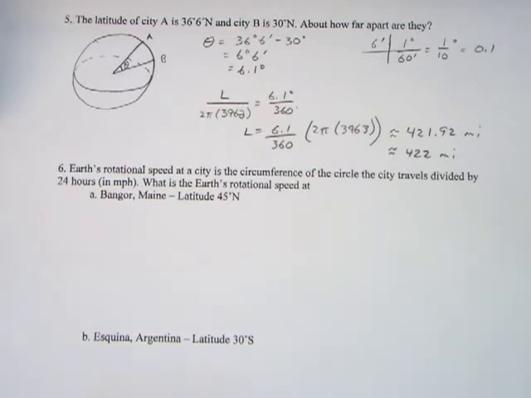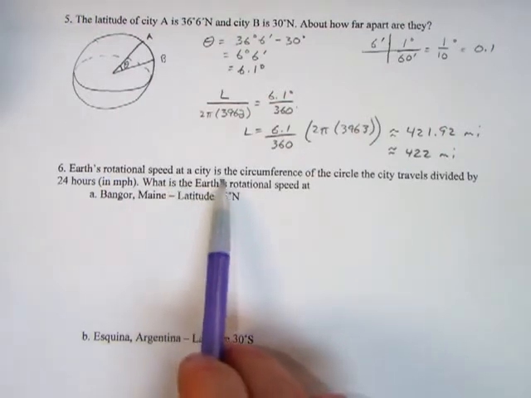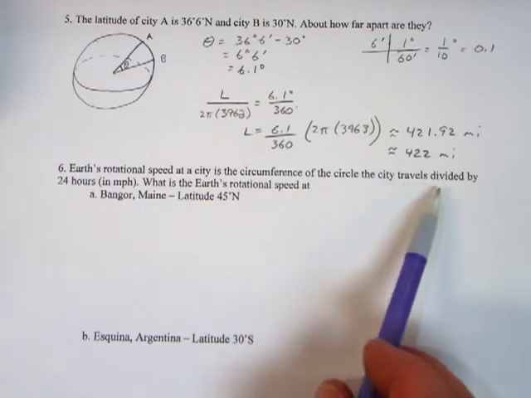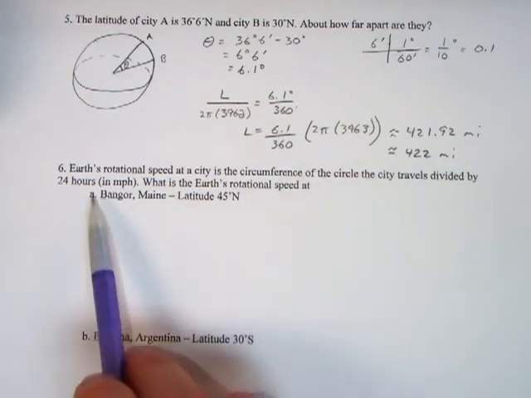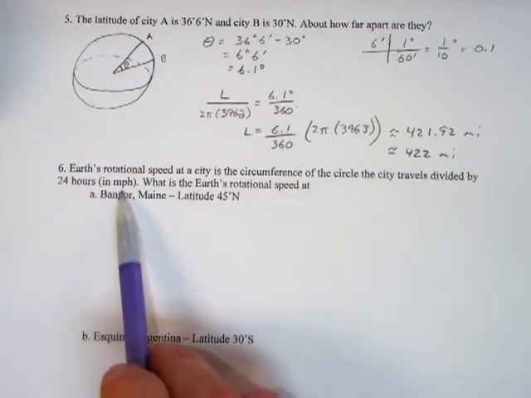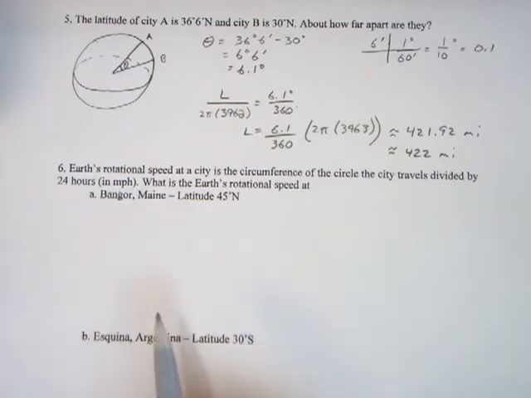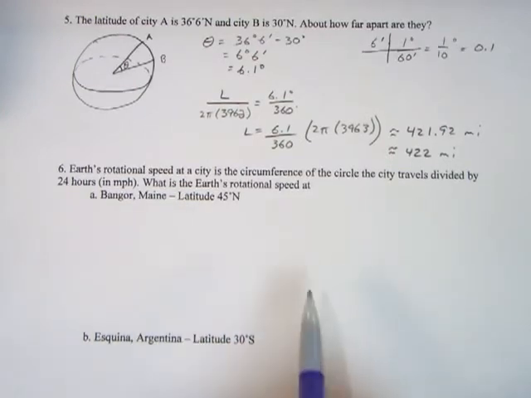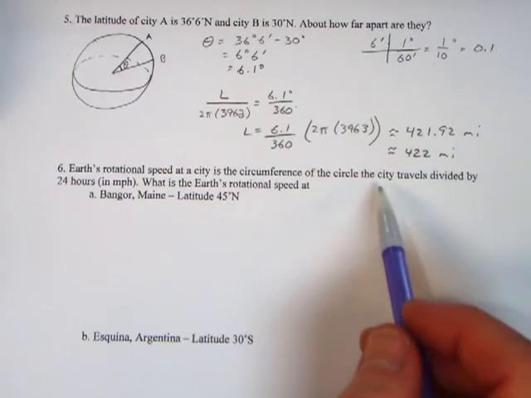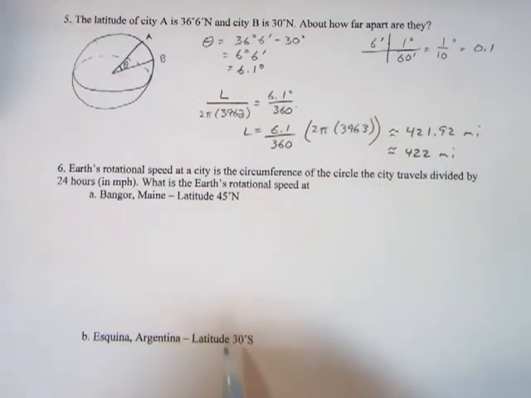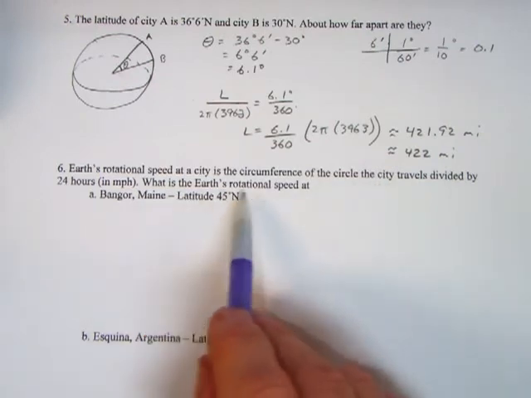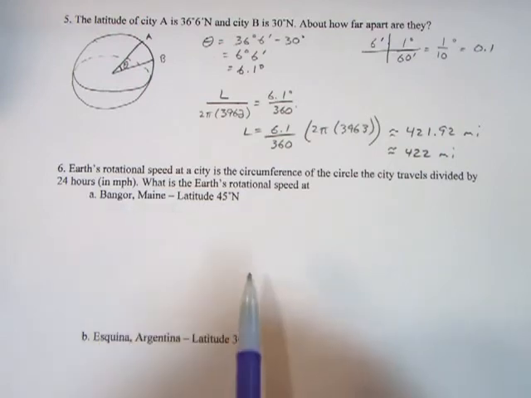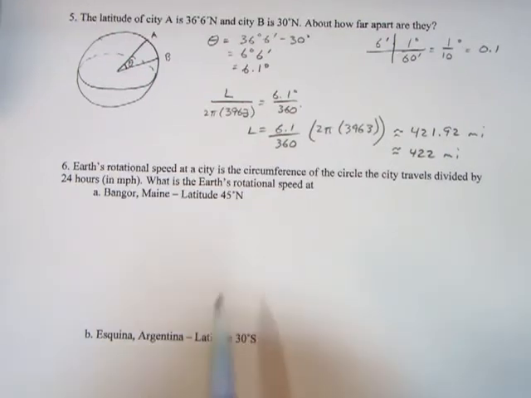All right, Earth's rotational speed at a city is the circumference of the circle the city travels divided by 24 hours, in miles per hour. That's going to give it to us in miles per hour because we're going to find the distance traveled in miles. What is the Earth's rotational speed at Bangor, Maine? It has a latitude of 45 degrees north. So how am I going to go about doing that?